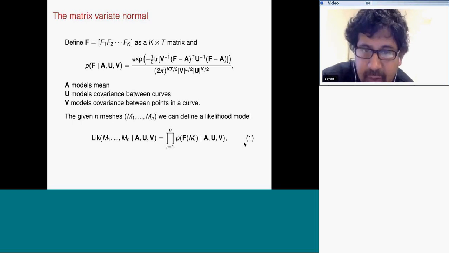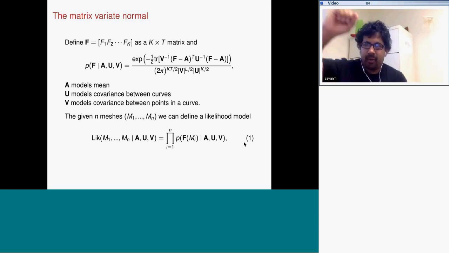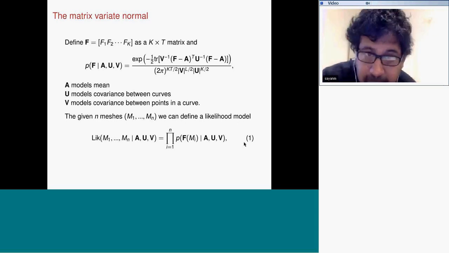Cheyenne, what is K? Capital K is the number of directions. Capital T is, for each direction you get a curve, the number of points I'm discretizing the curve at.